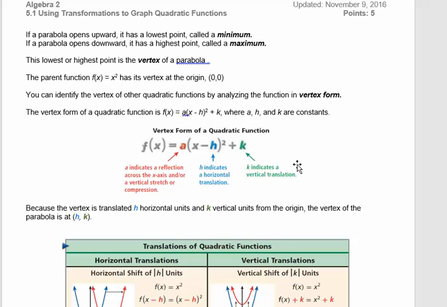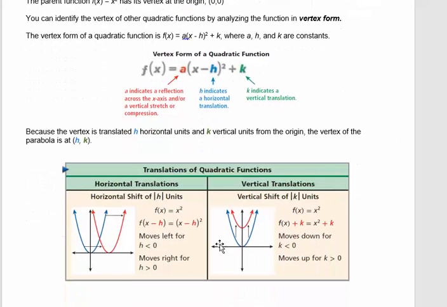Here's a better way. If you have your quadratic written in vertex form, then you can find out a lot of information about it. A parabola will either have a minimum or a maximum. It has a vertex, which is either the highest or lowest point. That's the turning point. For example, the parent function f of x equals x squared has its vertex at 0, 0. You can see that right here. It will go from decreasing to increasing right at 0, 0.